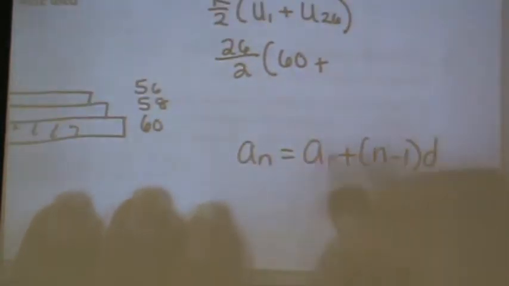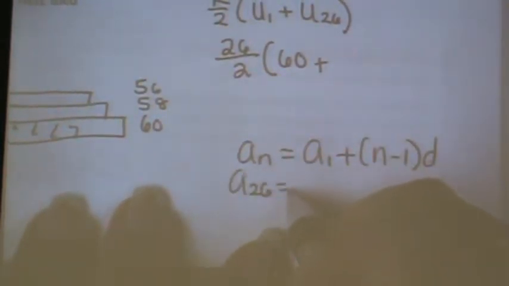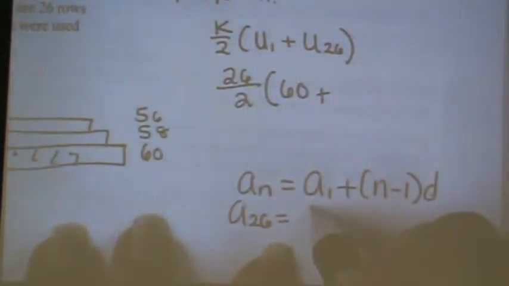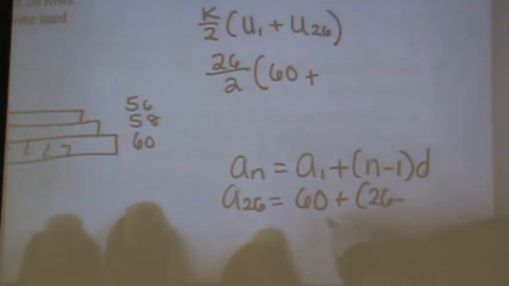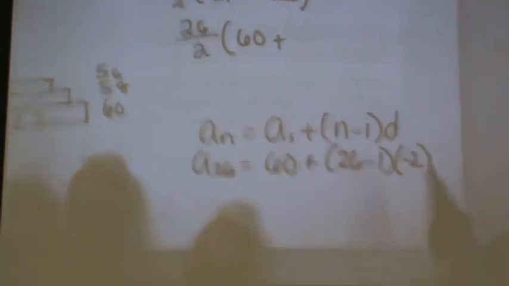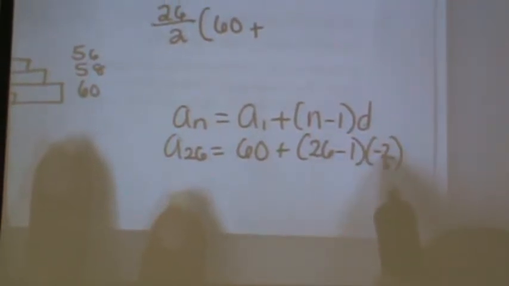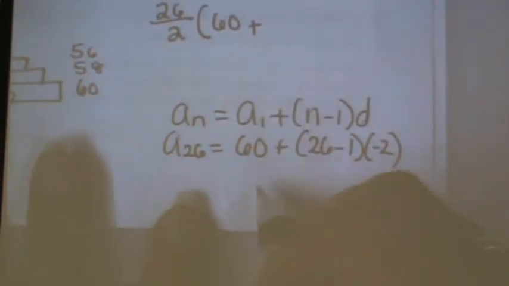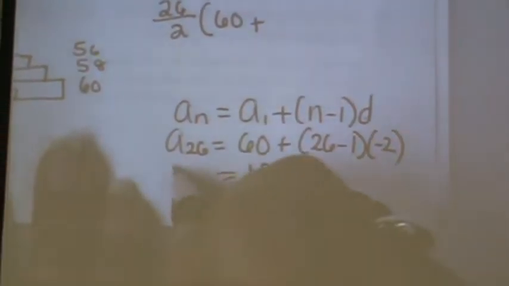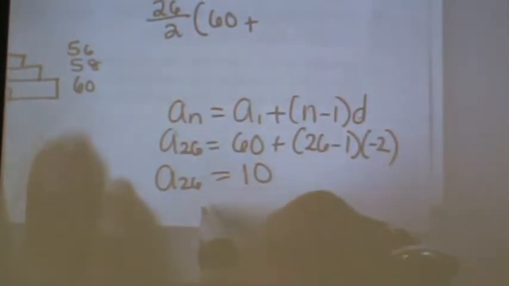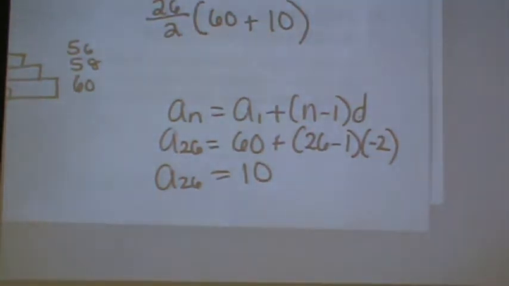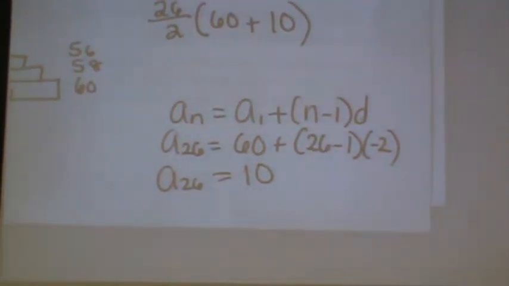If I whip out this formula and I want to find the 26th row, how many bricks there are, as long as I know the first term, and I know that I'm looking for the 26th row, and they're going down by 2, so 25 times -2, which is -50, add, you get 10. There are 10 bricks in the 26th row. That's what I need there. There's 10 bricks in row 26.